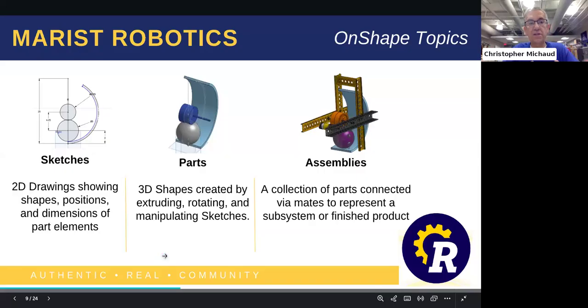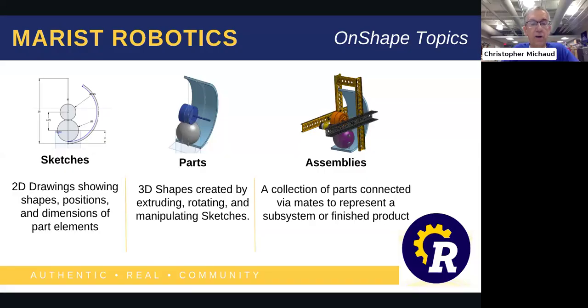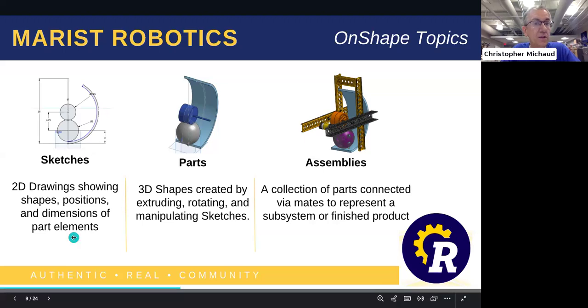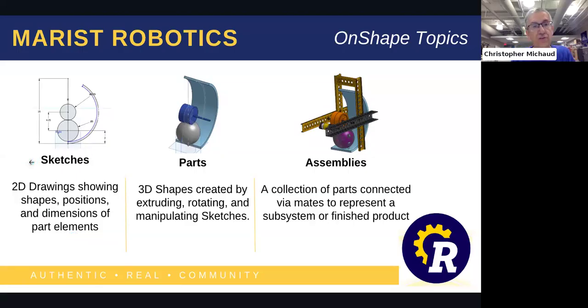OnShape topics, particularly using this software. And OnShape is similar to Autodesk Inventor, similar to some of our other systems. Really, our CAD software is divided into 3 areas. First is this idea of doing sketches. And sketches are 2D drawings showing shapes, positions, and dimensions of part elements. A lot of times it is shapes and dimensions.